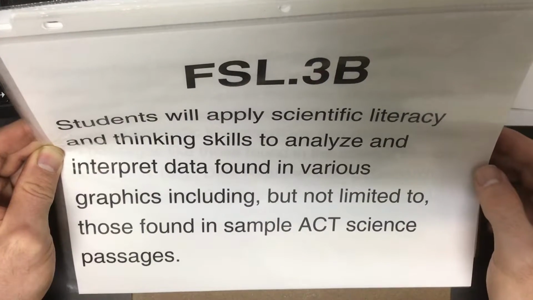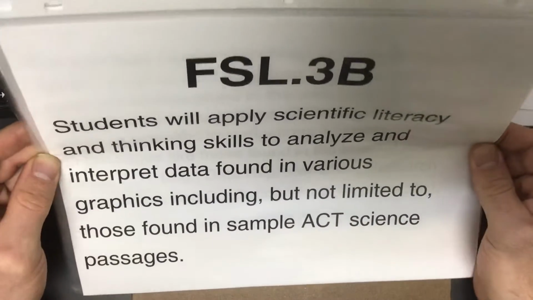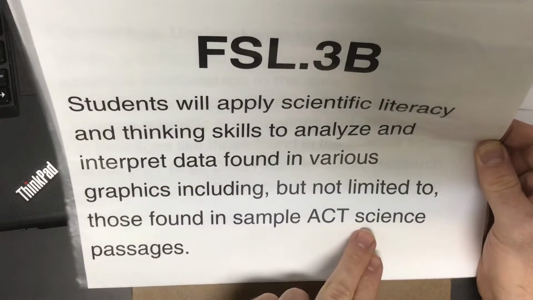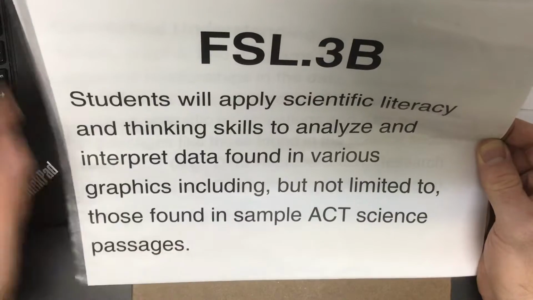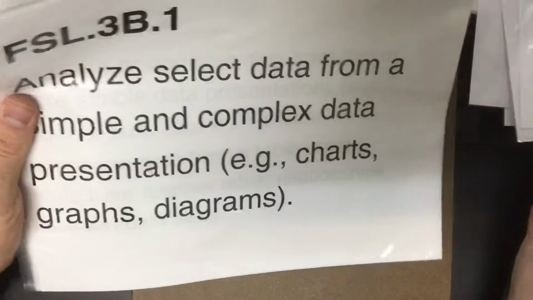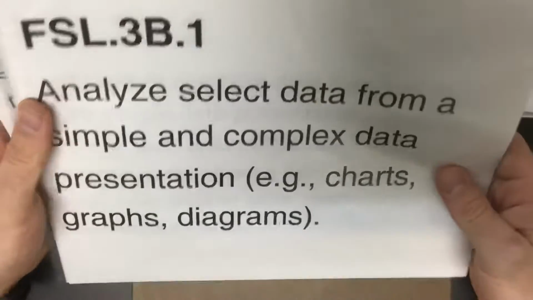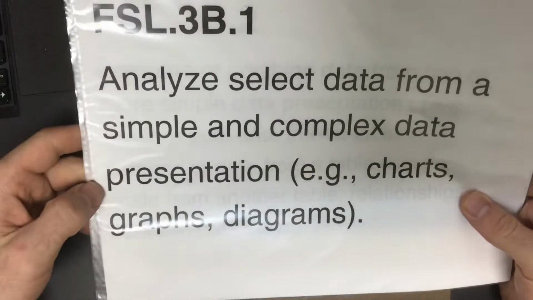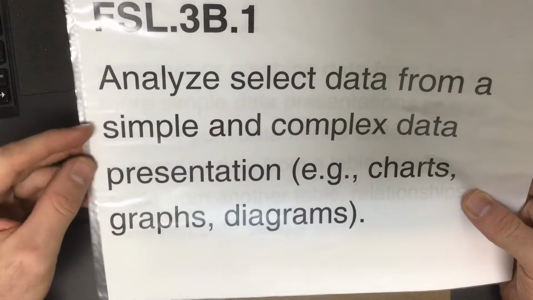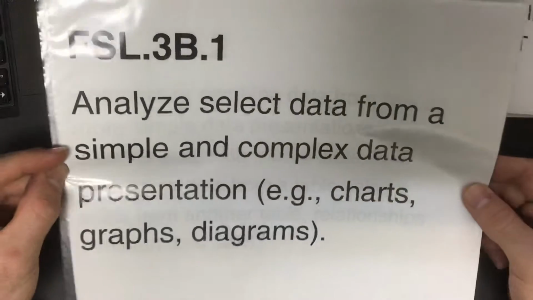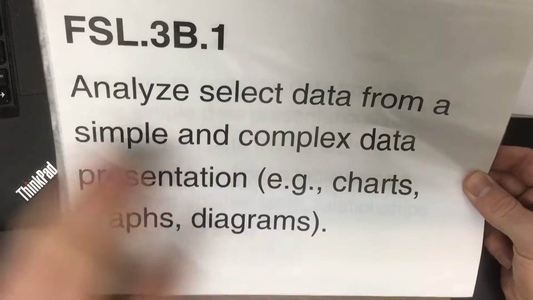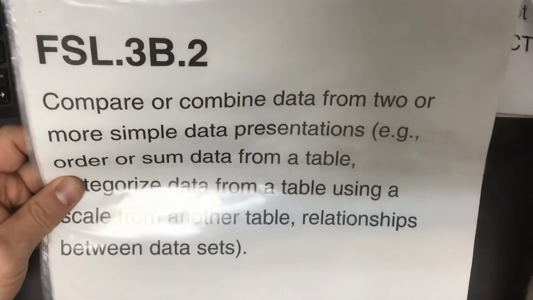Okay, so point 3B is we're going to be interpreting data in graphics. And this is basically ACT science passage, okay? So we've got 5 substandards, and we've got simple and complex data presentations. So we're going to talk about what the difference is between these two things. And so charts, graphs, and diagrams can be put into that.